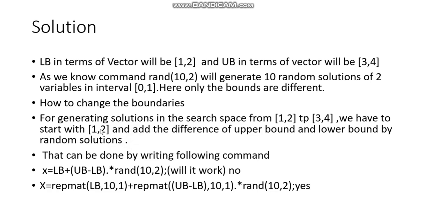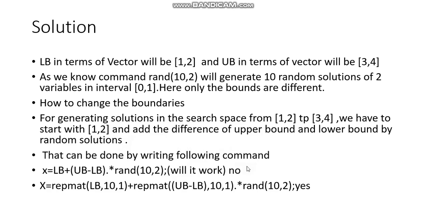Here we have to take solutions between 1, 2 and 3, 4. So we have to start with 1, 2 and add the difference of the upper bound and lower bound multiplied by random solutions. So we write lower bound plus (upper bound minus lower bound) dot star rand(10, 2). Now the question is, will it work?